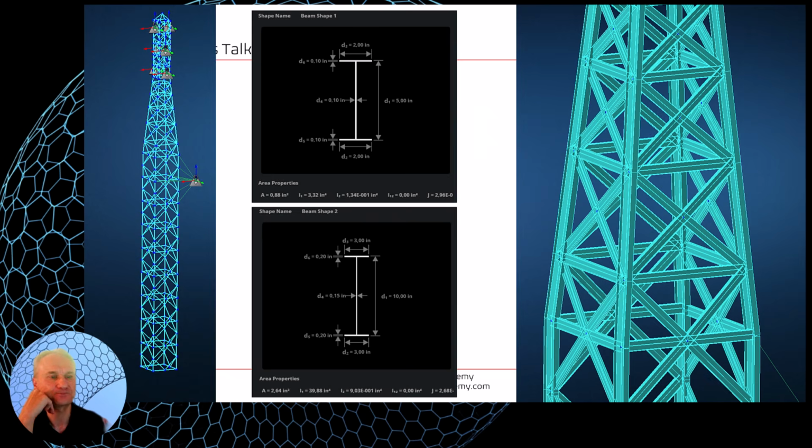Okay. So here is a picture of the model. You see the cross section, the I-beam. So you have two categories of beam: the strong beam vertically, plus a lighter beam here to close the tower. But it's a typical configuration for this kind of communication tower.